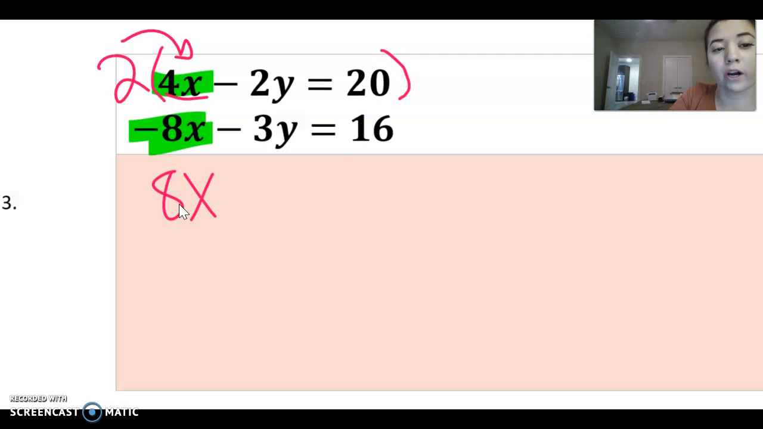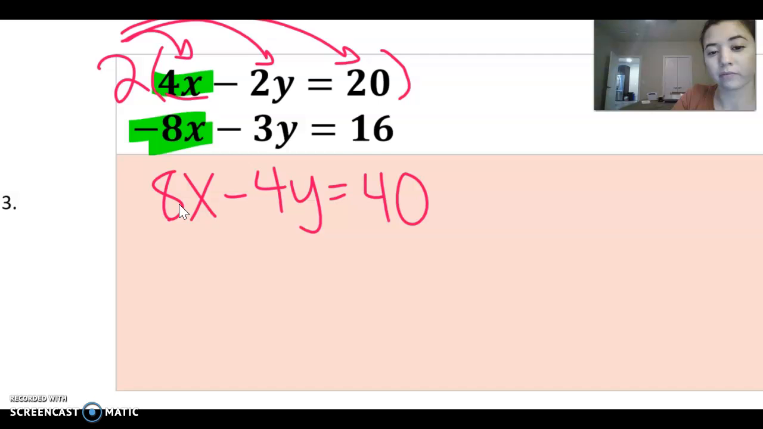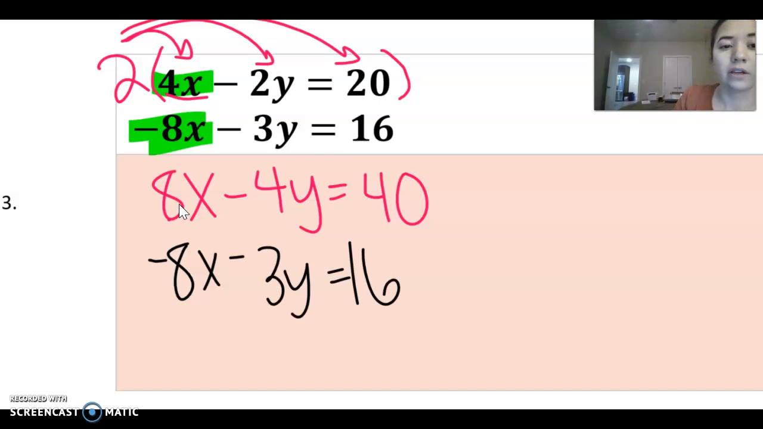2 times 4x is 8x. 2 times negative 2 is negative 4y. And then 2 times 20 equals 40. And then again, rewrite that bottom equation: negative 8x, negative 3y equals 16. And then again, we have an 8x, we have a negative 8x. Those would eliminate. So I know we did this correctly, and we would be able to solve this with elimination now.